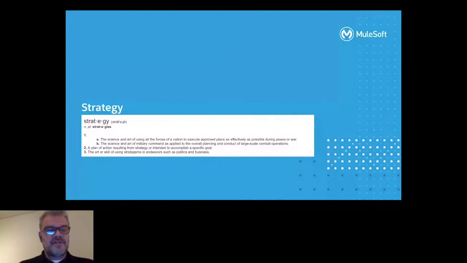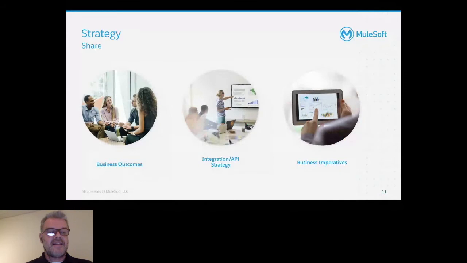So starting with strategy. Strategy is all about ensuring that your partner knows exactly what you're doing. What are you trying to achieve? What are you trying to accomplish? And what part does your partner play in that specific situation? So when we say strategy, as a customer, you need to share with your partner your business outcomes. You need to give them the bigger picture.